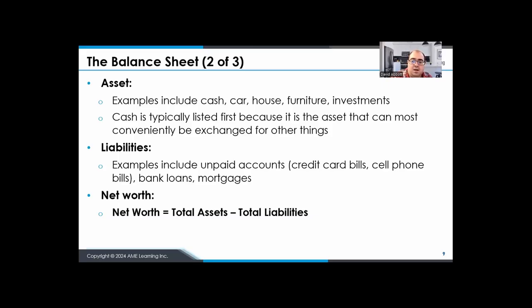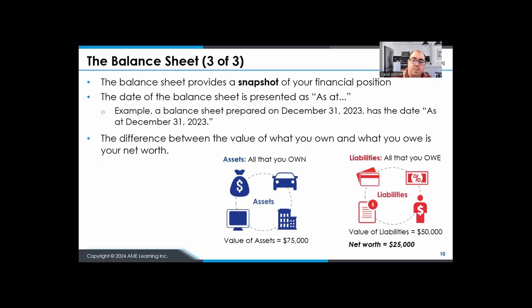Liabilities are things that you owe. So examples would include unpaid accounts, for example, credit card bills, cell phone bills, medical bills, that kind of thing. Bank loans and mortgages, those are liabilities. And so remember that your net worth is your total assets minus your total liabilities.